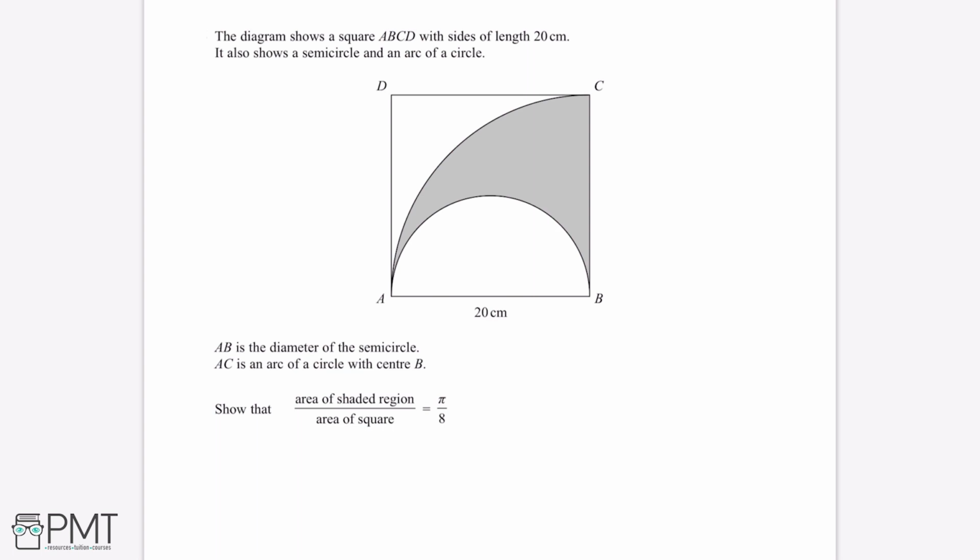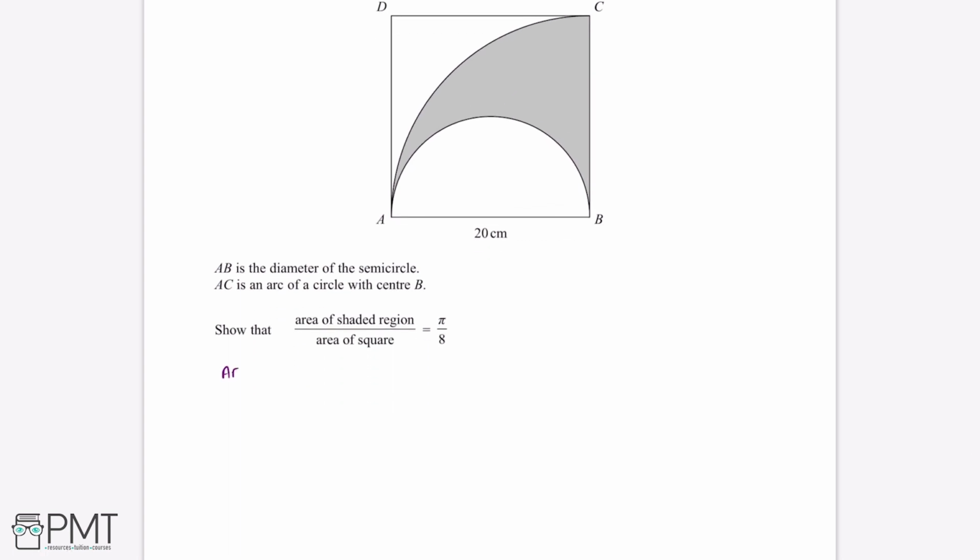So for this question, the first thing we'll need to do is work out the area of this shaded region here. Now to do this we can work out the full area of this quarter circle ACB and then minus the area of this semicircle from the full area. So the formula for the area of a circle is pi r squared. So this means that the formula for a quarter of a circle will be pi r squared divided by 4.